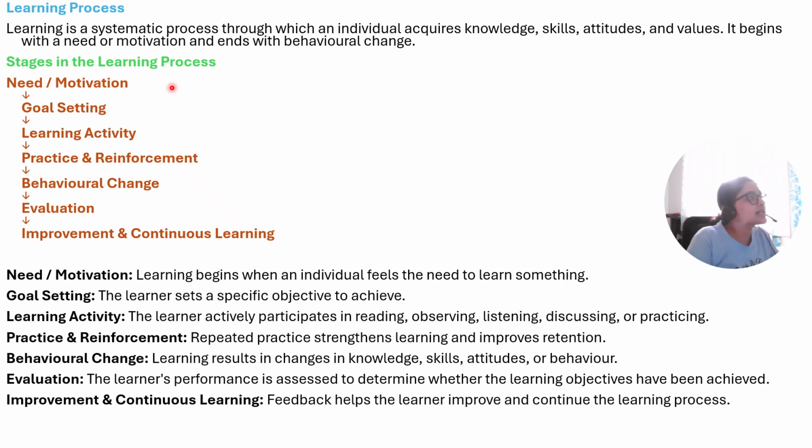So what are the stages in the learning process? First, it should have a need, or a motivating or driving factor. Then setting. So based on this need, the person will set a particular goal. Then learning will happen. The activity of learning will happen.